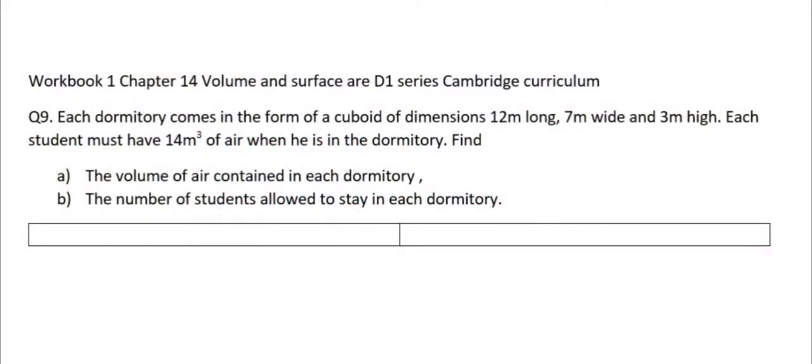Okay, assalamu alaikum everyone. Here students, we are dealing with question number 9 of the same topic, volume and surface area. It's chapter 14 and the questions have been taken from the workbook 1. Workbook 1 is actually connected with the D1 series book and it's the Cambridge curriculum.